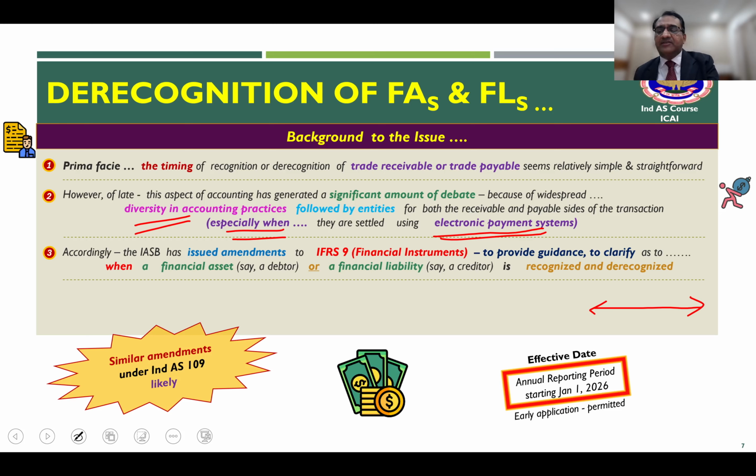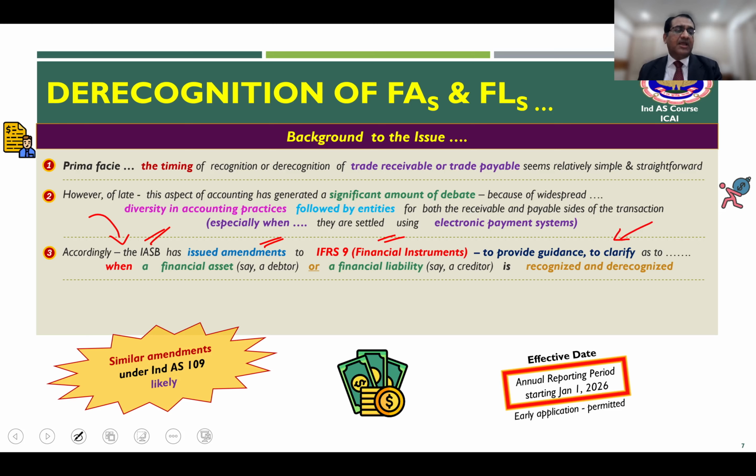Therefore, because there is a wide diversity in practice followed by companies in terms of the point in time when derecognition is supposed to happen, there was an ask for clarity from the standard setters on the point in time at which an entity needs to derecognize such financial liabilities. And therefore the IASB, from an IFRS perspective, has issued amendments to IFRS 9 to provide specific guidance, as a clarification, on when a financial asset or liability, and in this video we are talking about financial liabilities, needs to be recognized or derecognized.